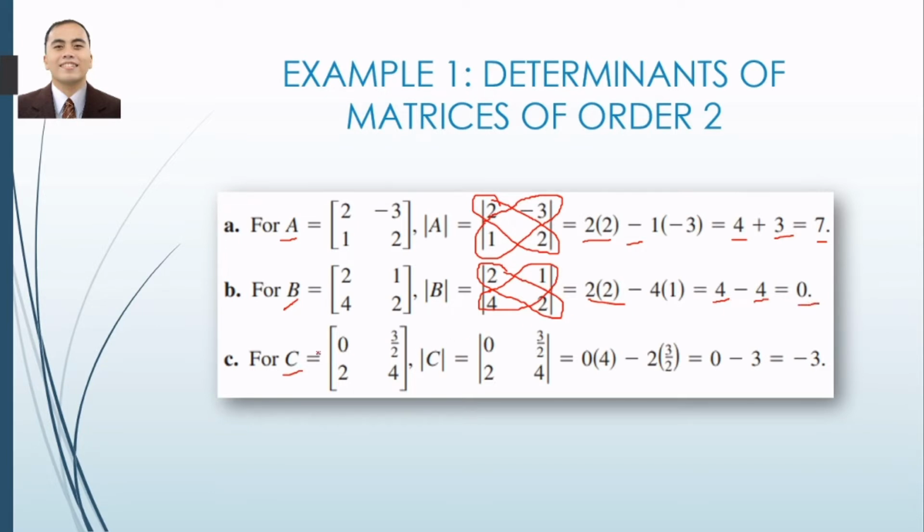For matrix C, we have 0, 3 halves, 2, and 4. So the determinant of matrix C is 0 times 4 minus 2 times 3 halves. So 0 times 4 is 0, negative 2 times 3 halves is negative 3. So therefore, 0 minus 3 is negative 3.